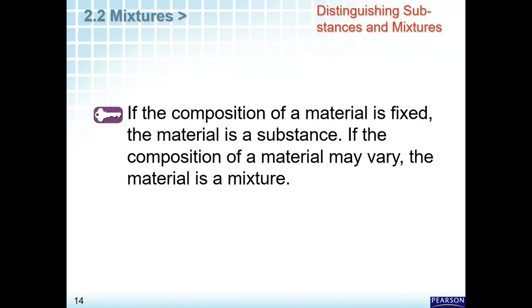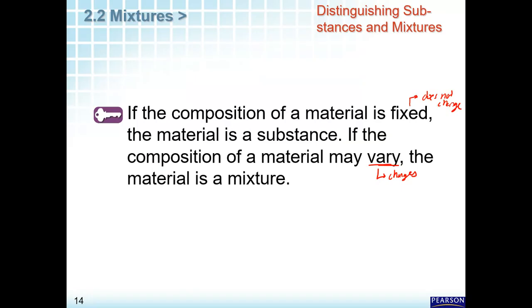The one thing we have to look at, again, it all comes down to composition. Just like it did with chemical and physical changes, that's what it's going to come down to, knowing if something is an element, a compound, or a mixture. If the composition of the material is fixed, which means the composition does not change, so remember, fixed means it does not change, we are going to consider that a substance. However, if the composition can vary, which means it changes, we call that a mixture.